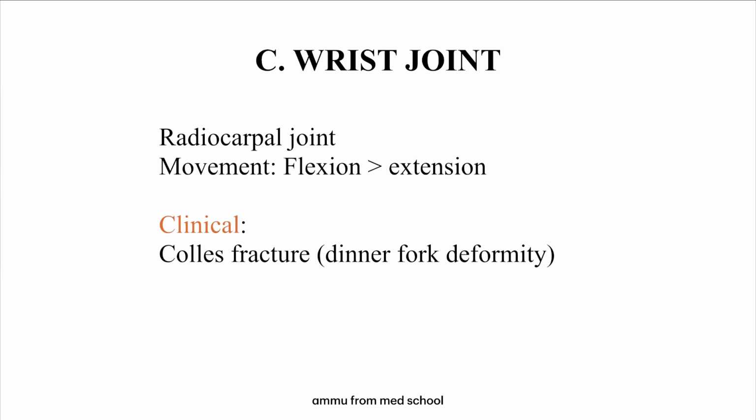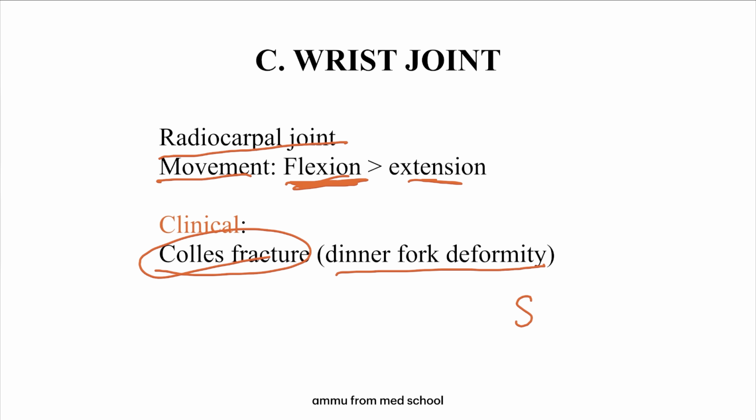Moving on to the last one, that is the wrist joint. That is the radiocarpal joint. In movement, flexion is more compared to extension. And clinically, you have the Colles fracture, dinner fork deformity. I've also told you about the Smith fracture.